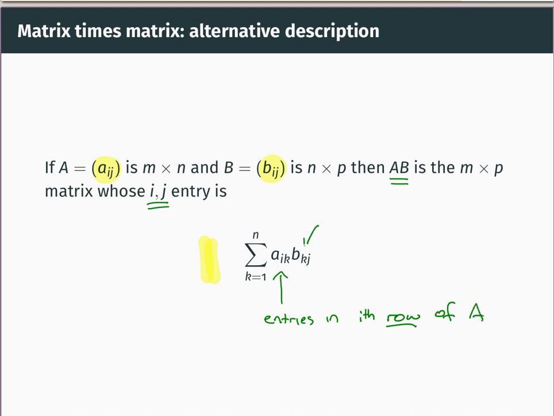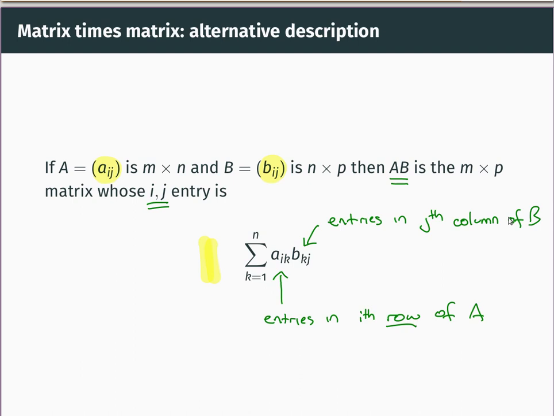On the other hand, if we think about what b's are appearing here, well, here the j is fixed, and the j, the second matrix coordinate, tells you which column you're in. It tells you how far you've gone across in your matrix. So these b sub kj, as k varies from 1 to n, are the entries in the jth column of B. So to find the ij entry in the matrix product AB, you can see that what we're doing is multiplying the entries in the ith row of A with the entries in the jth column of B, just like I said at the end of the last slide.